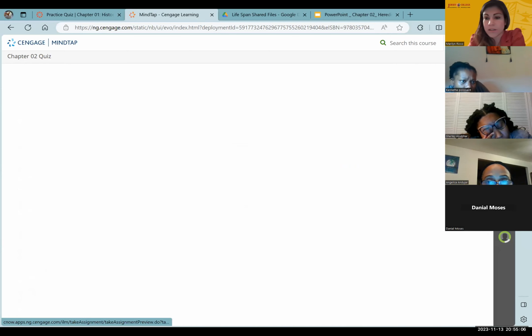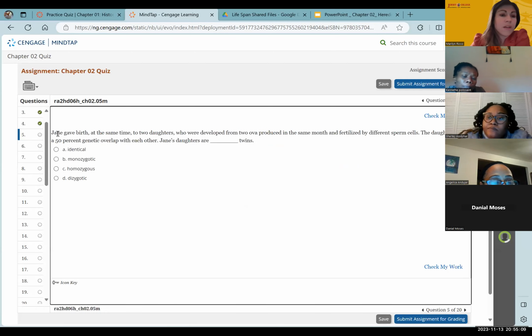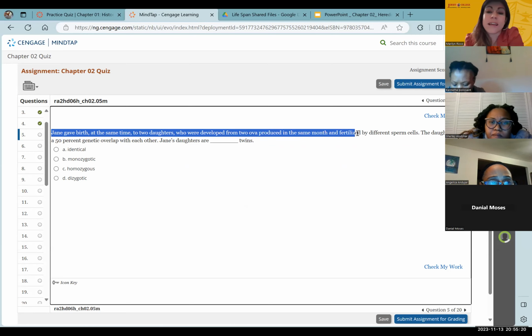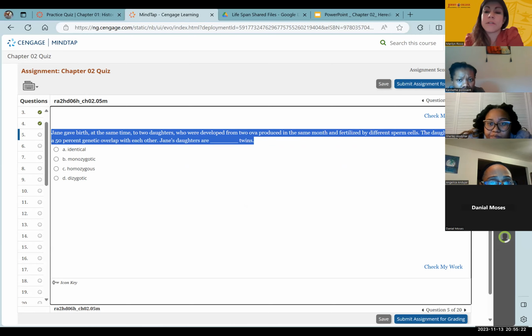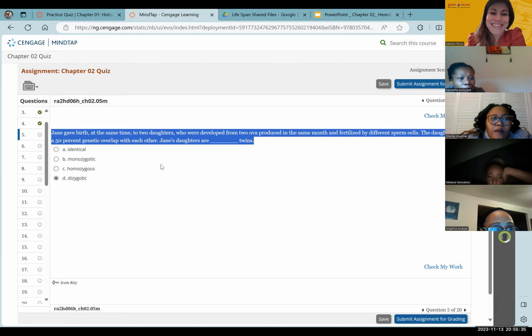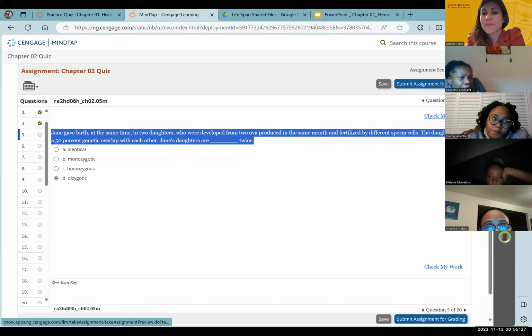This was the one we just did, right? Yes. All right, it froze on me. Jane gave birth at the same time to two daughters who developed from two ova produced in the same month and fertilized by different cells. The daughters have a 50% genetic overlap with each other. Jane's daughters are blank twins. Mono. No, D. Dizygotic. D. Okay.